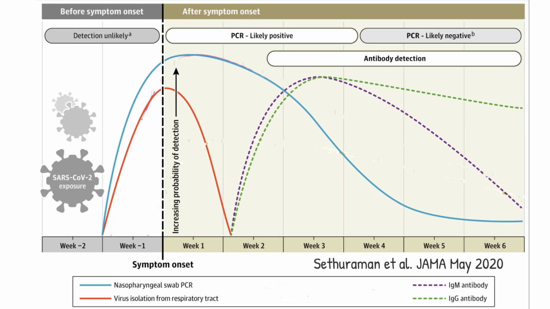Finally, the concentrations of anti-IgG, the green line, and anti-IgM antibody, the purple line, are shown. You can see they both begin to increase within 10 to 14 days of onset of symptoms. IgM comes down over the first 1 to 2 months, while IgG can persist for months to years.